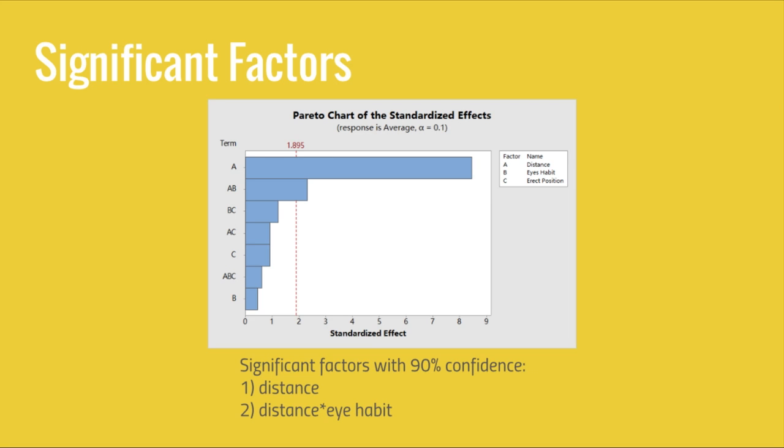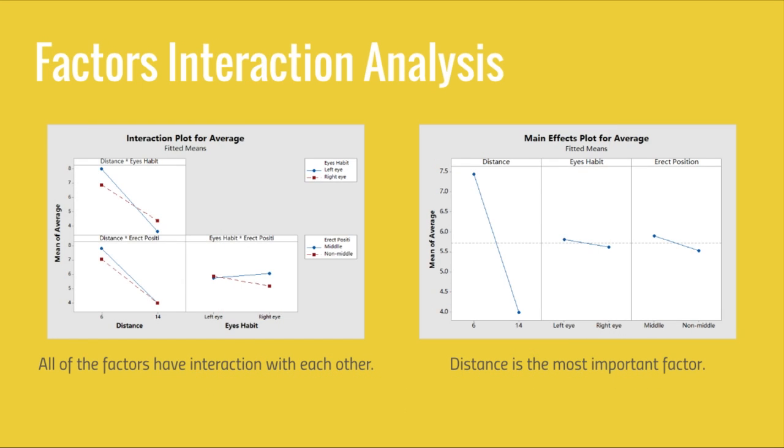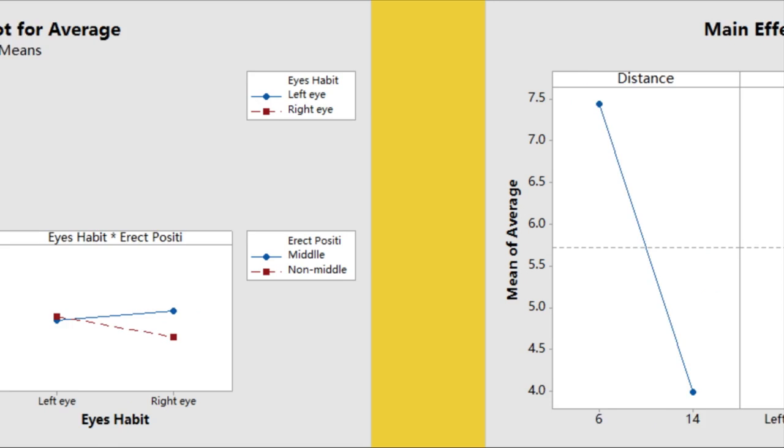90% confidence factors. We check the residual plot to see if the model is reasonable. Since there's no apparent pattern for residuals, this model fits well. From the effect analysis plot, we found the distance is the most important factor. All the factors have interaction with each other.